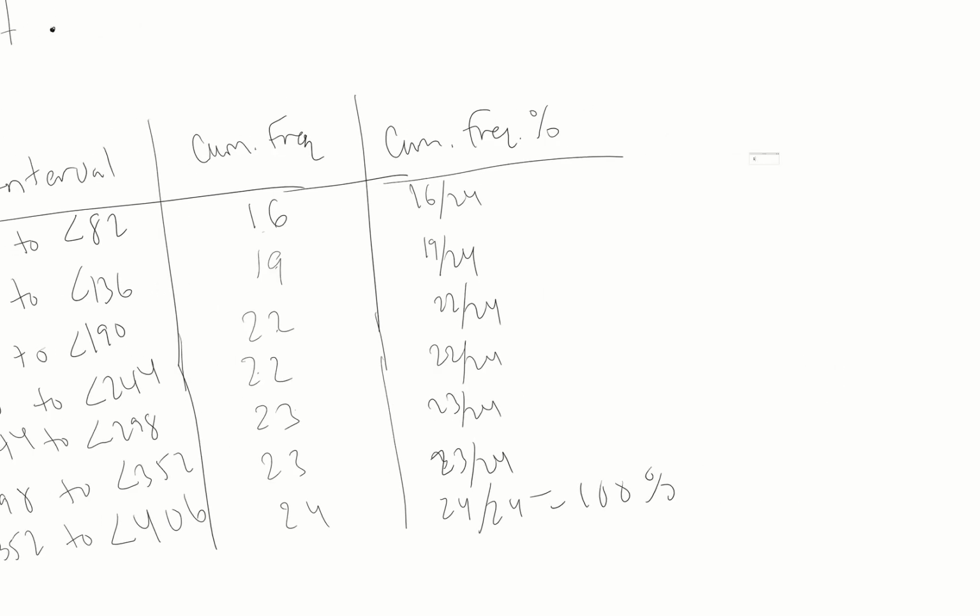So 16 out of 24 is 0.67, or 67%, sorry. Then that's 79%. So that's 92%. And that's 96%. Okay, so those are the values that we use.